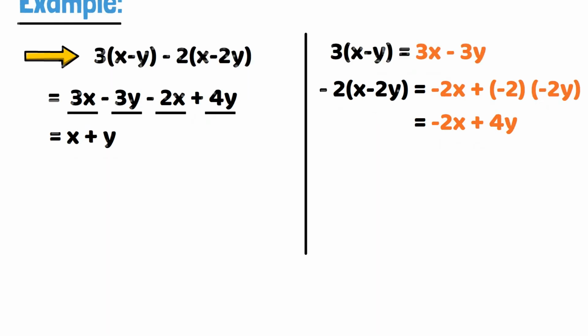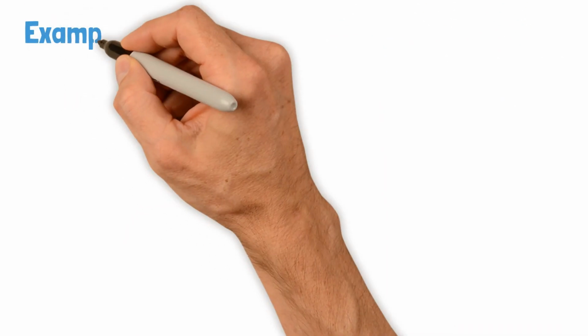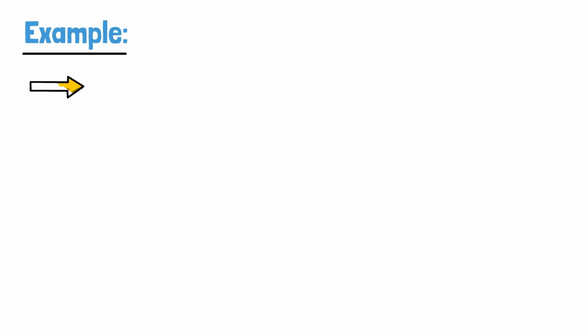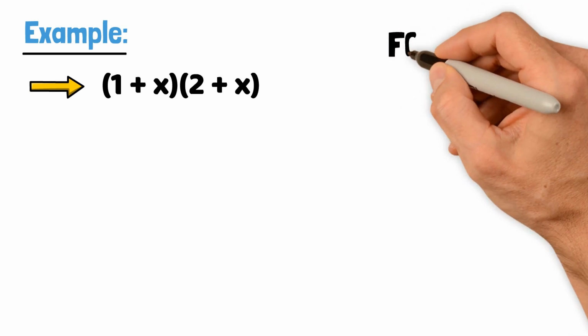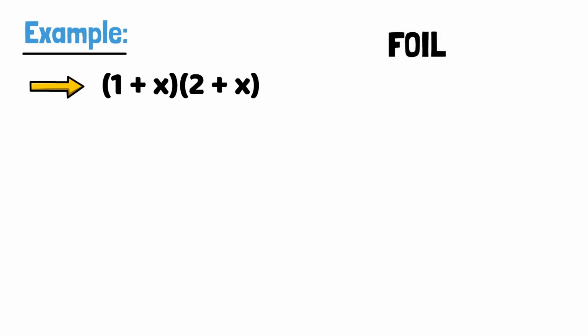Next, let's take an example where you have two terms multiplied by two terms. Let's simplify (1 plus x) times (2 plus x). Because the entire term is being multiplied by the entire term, each term on the left side has to be multiplied by each term on the right side. We do this by what is sometimes referred to as the FOIL method.